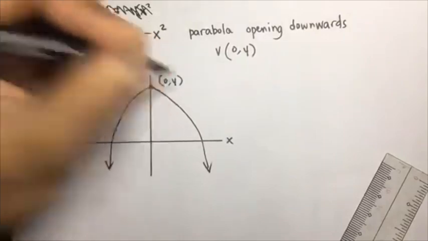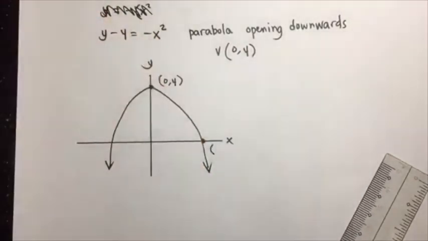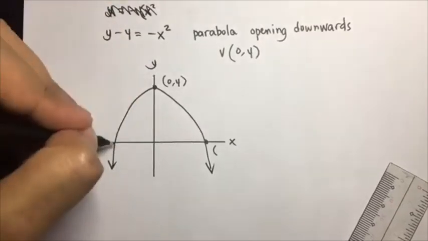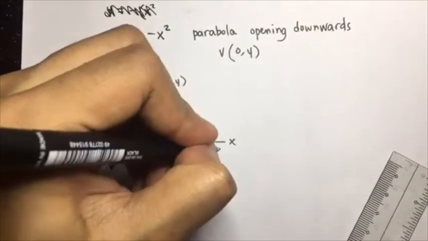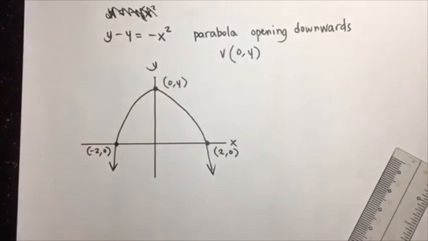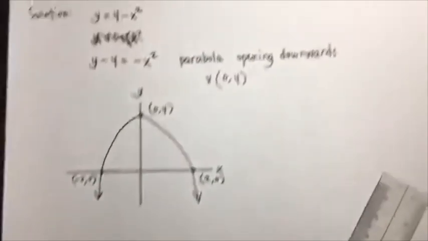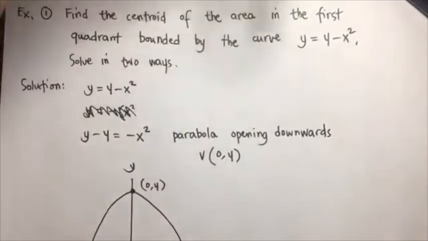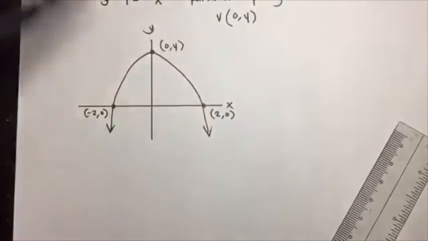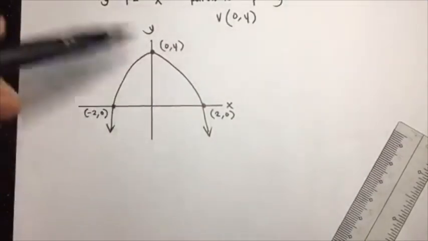So here we can solve at y is equal to 0, then 4 minus x squared is equal to 0, then x is equal to square root of 4, which must be positive and negative 2. So we have positive 2, 0 here, and negative 2, 0 there. Here we are only concerned with the area in the first quadrant, so we are concerned with this area.